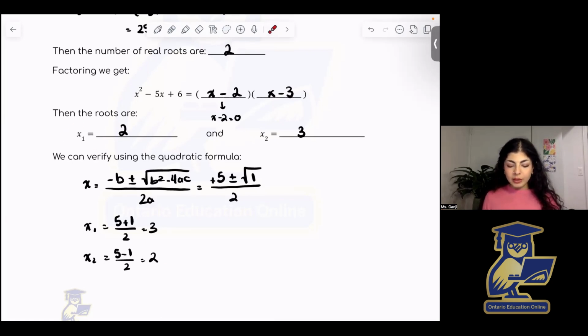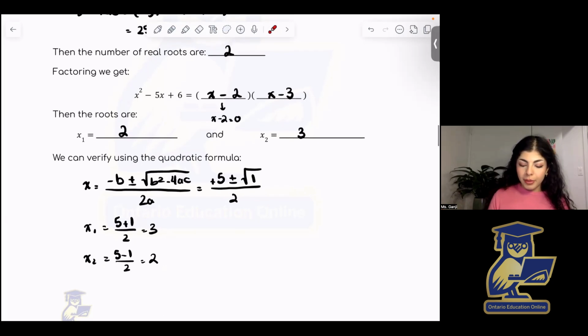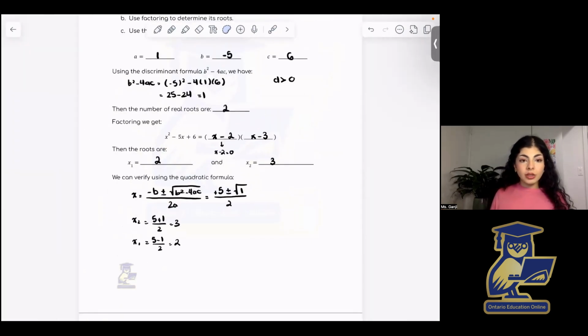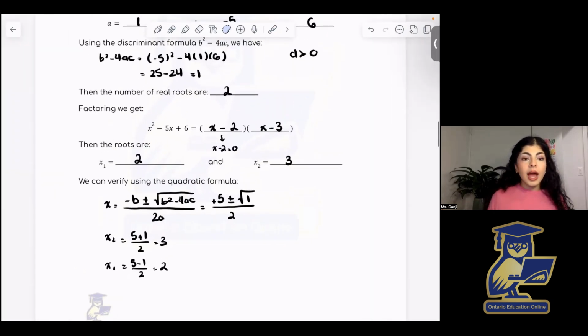So, the x1 and x2, remember, doesn't matter, I can just switch these. There we go. Okay, and yes, so you can get the same answer from the quadratic formula, and we were able to confirm that we had two real roots.